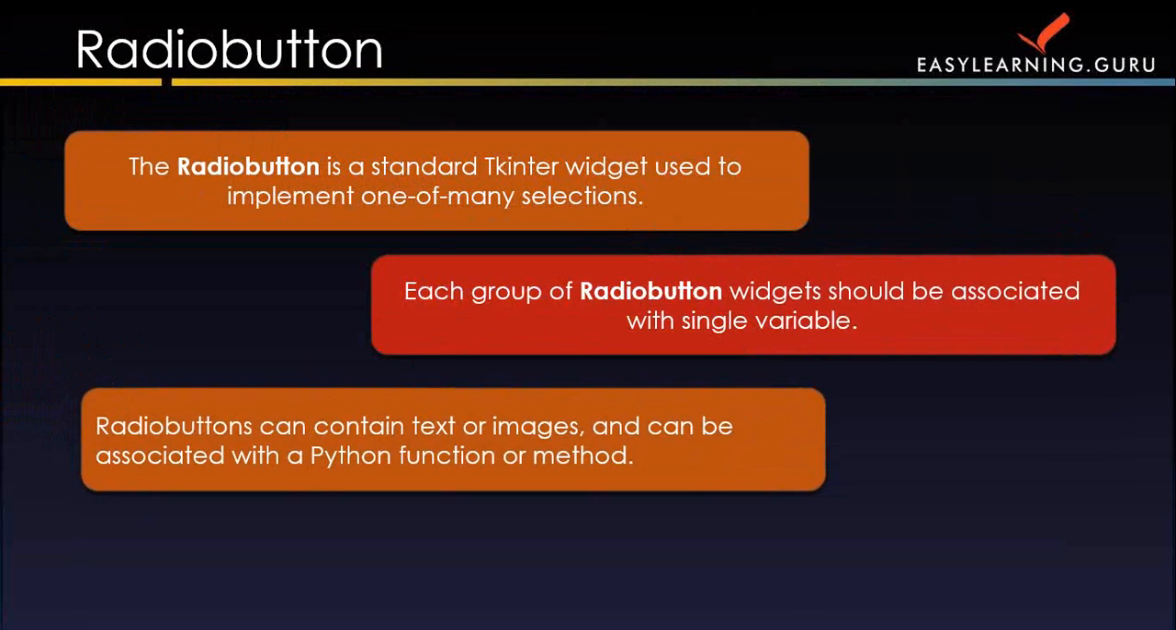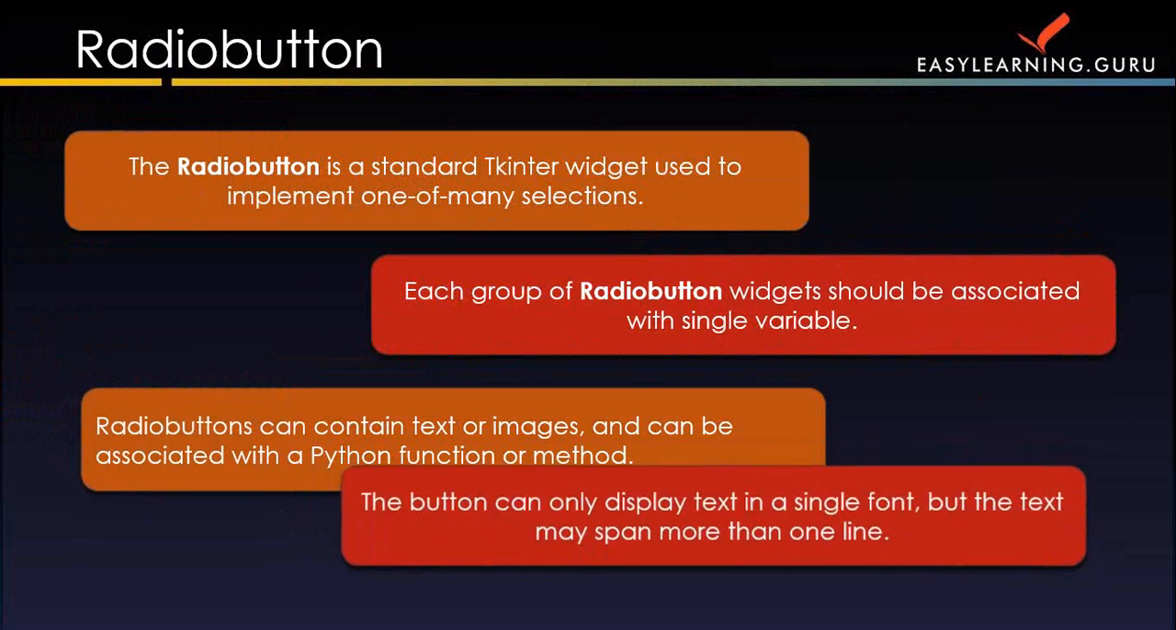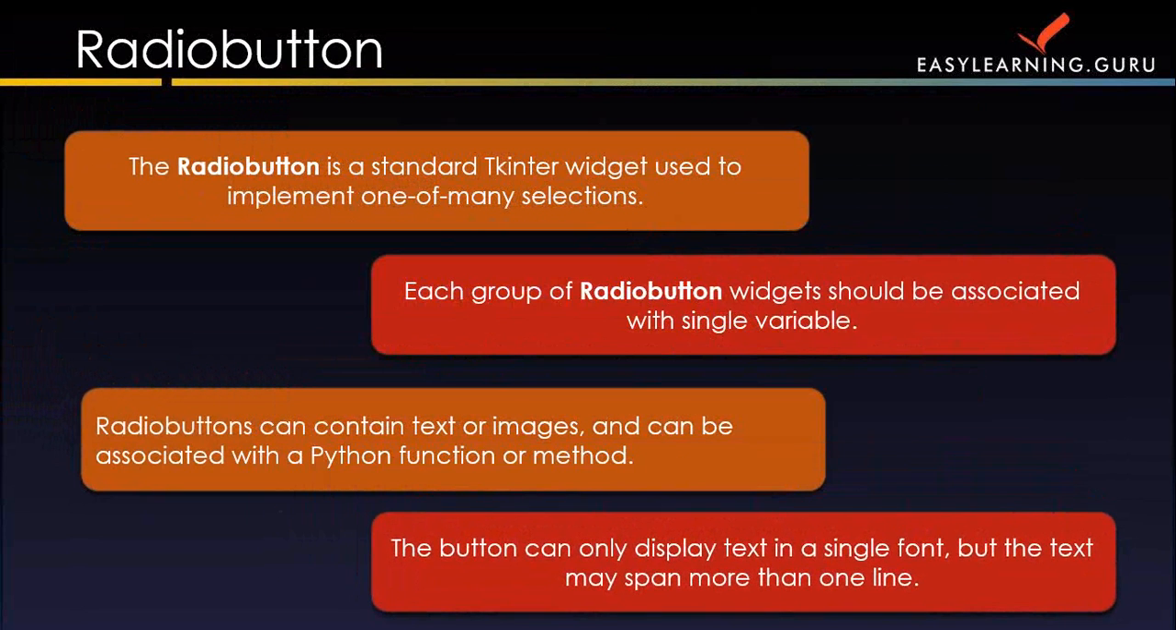Now, radio buttons are named after the physical buttons used on radios to select the wave bands. If such buttons were pressed, other buttons would pop out, leaving the pressed button the only one pushed in. The buttons can display text in a single font, but the text may span more than one line. So this was all about your radio button. Next we'll talk about the syntax of your radio button.